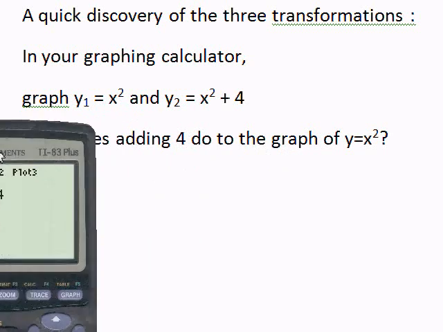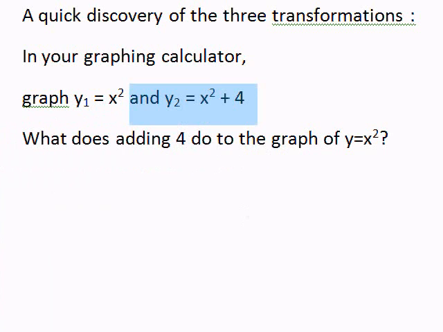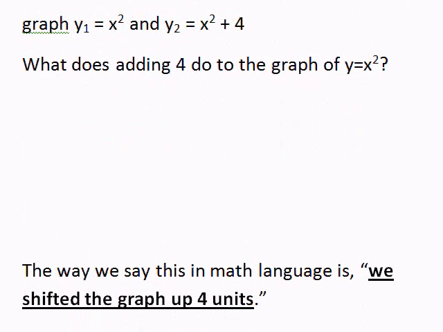So, the way we say this in math, we're always going to take our discoveries, so it's been moved up 4, and turn it into a more mathematical statement. The way we say that in math again is we shifted the graph up 4 units. That's the proper way to write that the graph's been moved up.